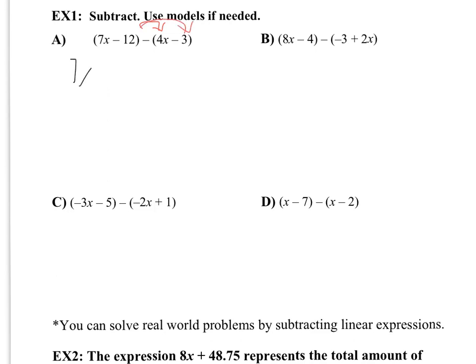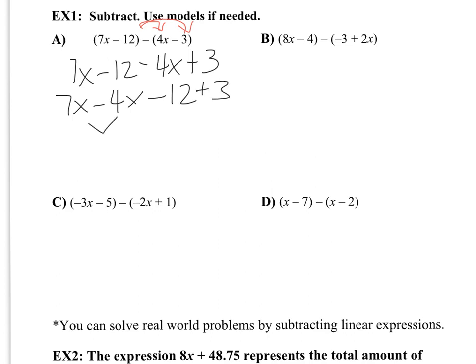And I'm left with 7x minus 12 and negative 4x plus 3. Then I'm going to combine my like terms, 7x minus 4x, minus 12 plus 3. So 7 minus 4, I get 3x, negative 12 plus 3, and I end up with negative 9. And 3x minus 9 is my final answer.